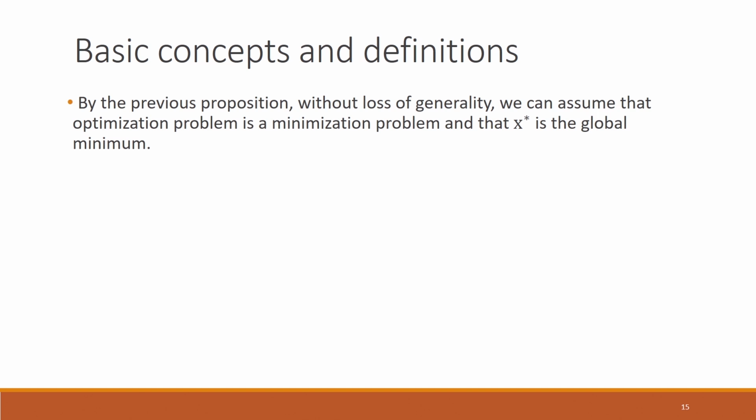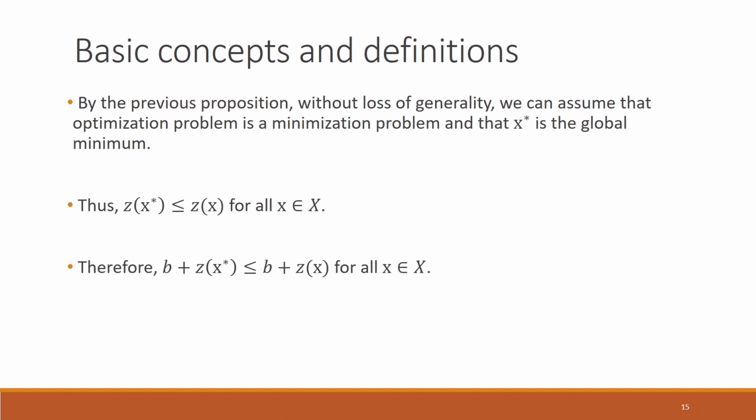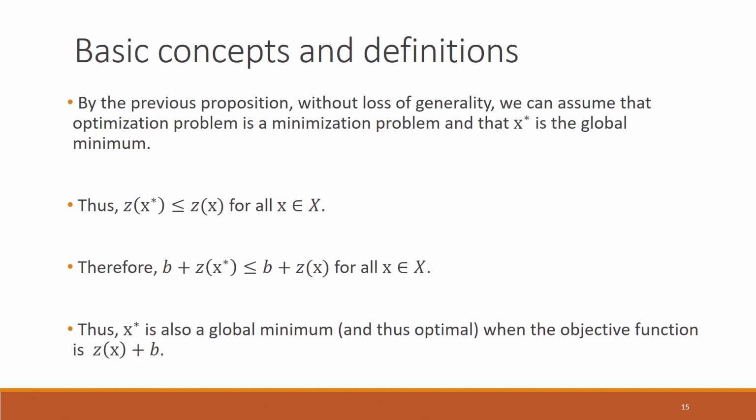For this also we will go along similar lines. So, without loss of generality, let us assume that the optimization problem is a minimization problem and that x star is the global minimum. Thus, z(x star) is less than or equal to z(x) for all x in the set capital X. Therefore, b plus z(x star) is less than or equal to b plus z(x) for all x in the feasible set X.